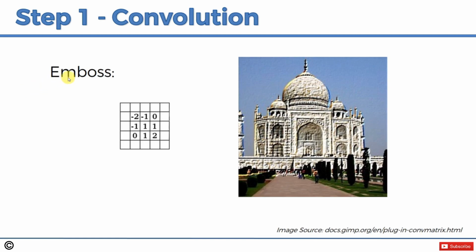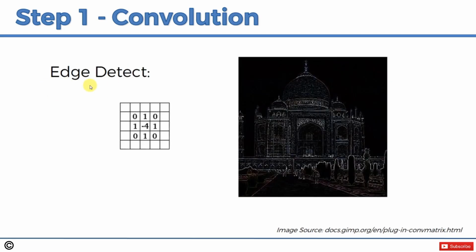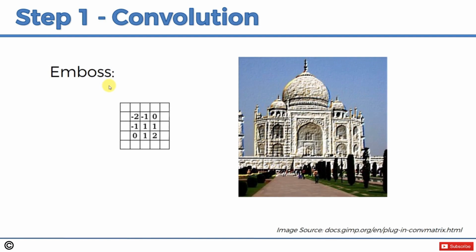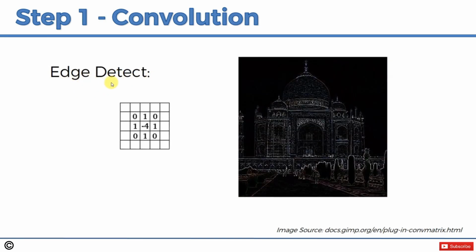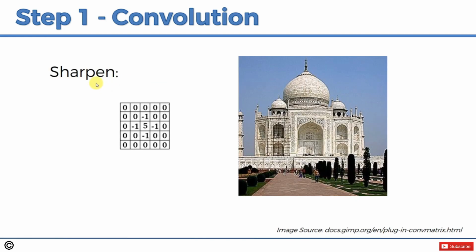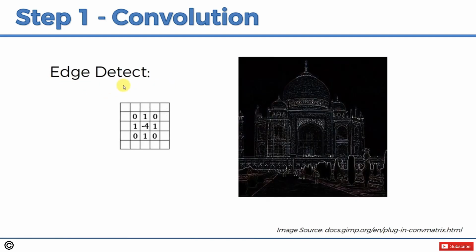These terms are not all applicable to us. Emboss is probably not applicable in terms of convolutional neural networks, but edge detect, that's important. We want to detect the edges. Edge enhance, probably not. Blur, sharpen. So certain things like edge detect are probably the most important one for our type of work.